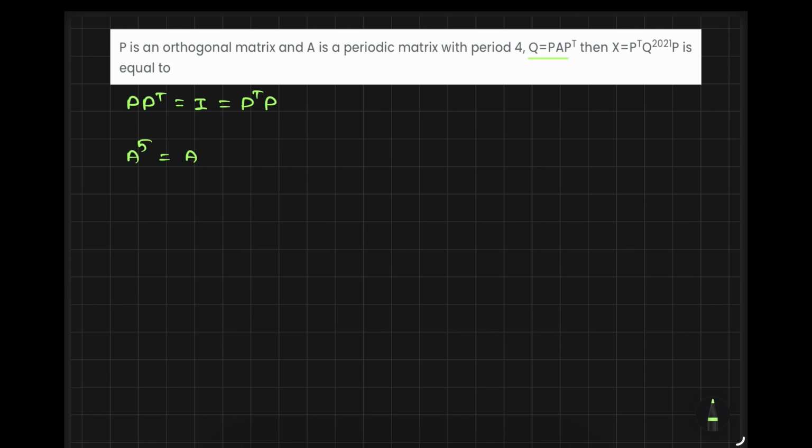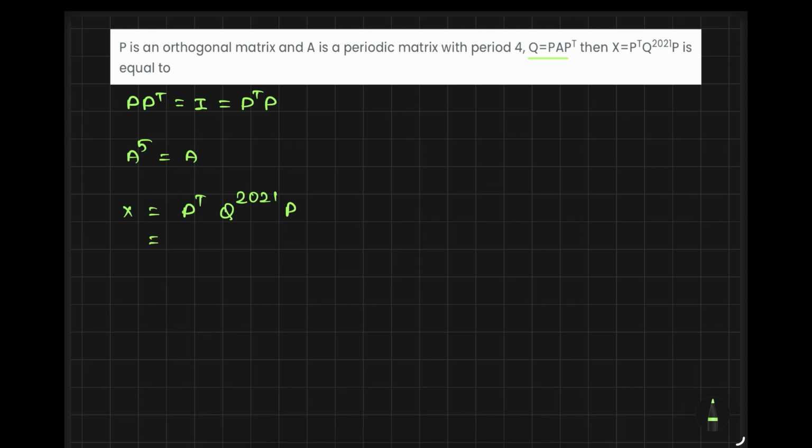Q is this, then the value of x is this. X is equal to, okay. So suppose that x is equal to P transpose Q to the power 2021 P.